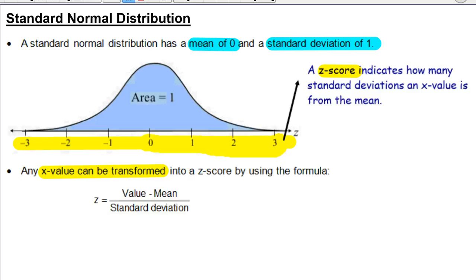So an x value can be transformed into a z-score by using this formula. All right, so z-score is equal to the x value, minus the mean, divided by the standard deviation.